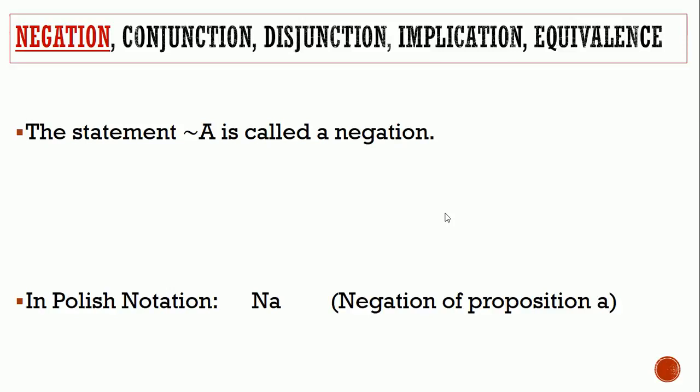so we get clear on them. So the statement not A is called a negation. It is not the case that Al-Qaeda is a humanitarian organization. In Polish notation, capital N, lowercase a. It's a negation of proposition A.